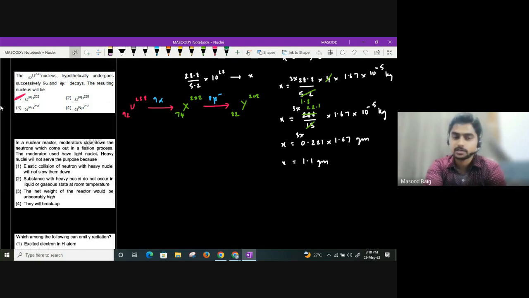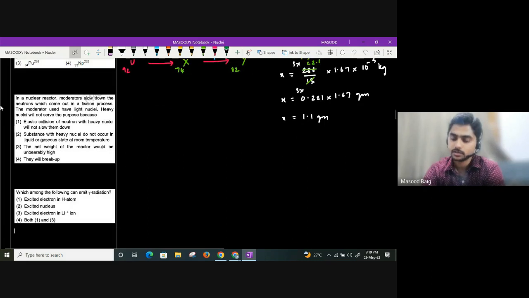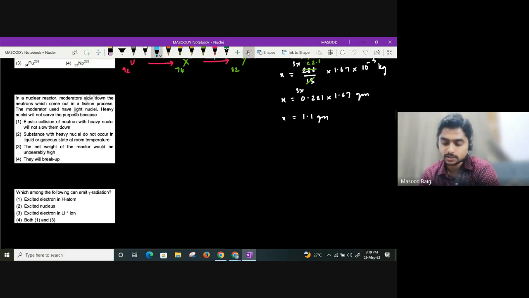Very important case again. In alpha decay, atomic number gets reduced by 2, mass number gets reduced by 4. In beta decay, generally if beta decay is given, you should take beta minus only, guys. Right? And if beta plus is there, atomic number reduces by 1. If beta minus is there, atomic number increases by 1. No change in mass number. In a nuclear reactor, moderators slow down the neutrons which come out in fission process. The moderator used has light nuclei. Heavy nuclei will not serve the purpose because elastic collision of neutron.